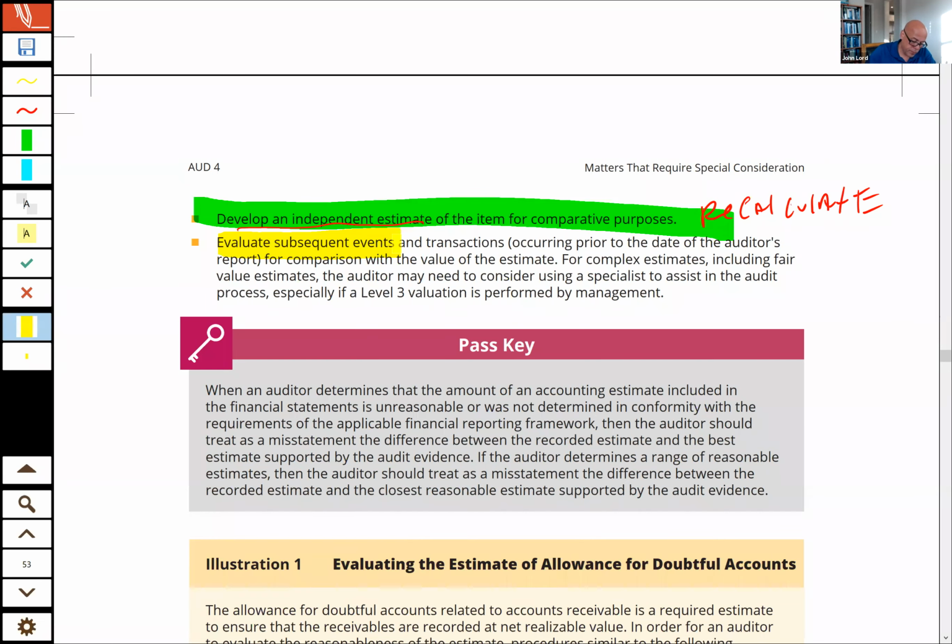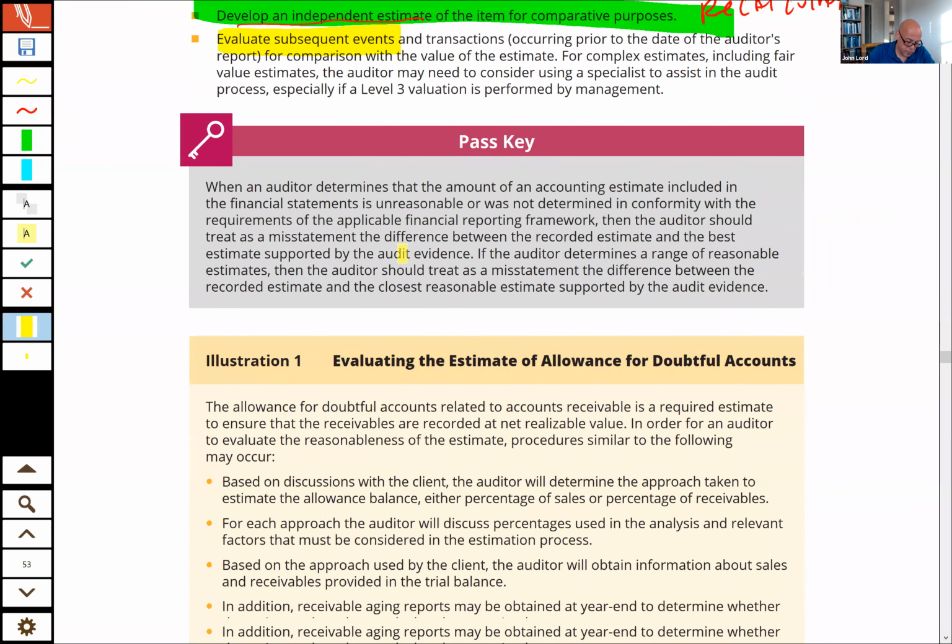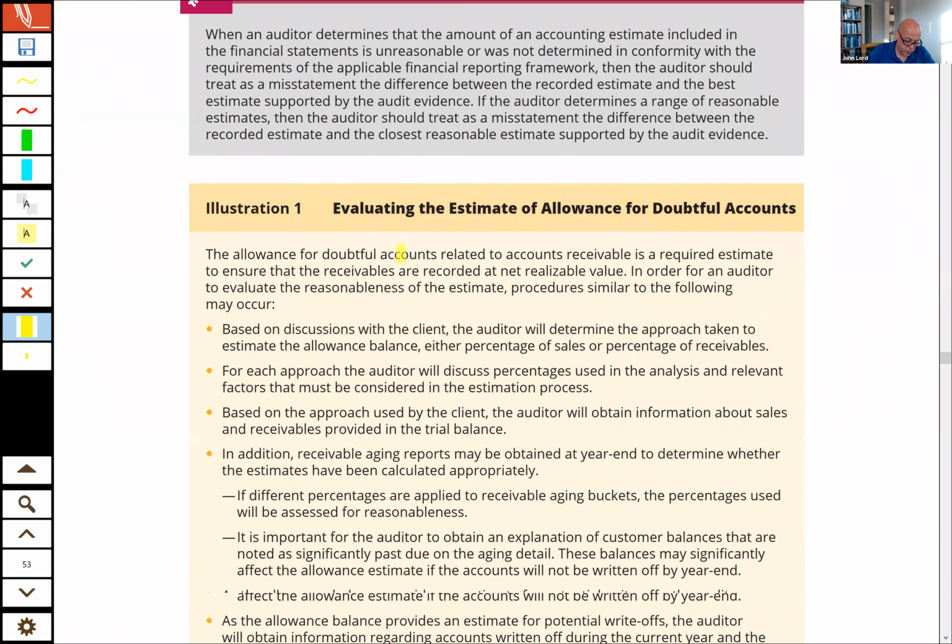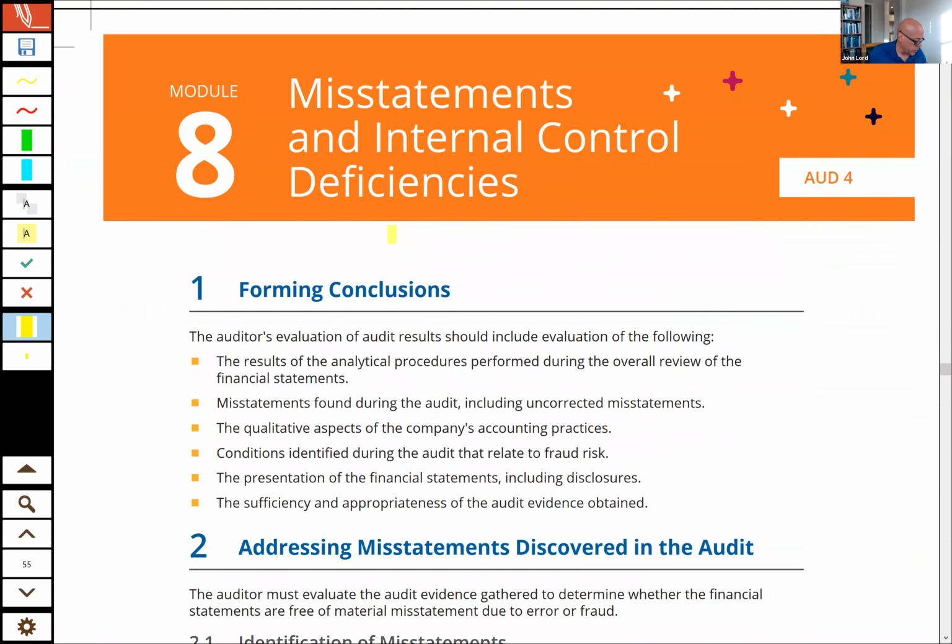Okay, good. We don't have to go through that. They went on a bit here. Okay, let's talk about misstatements now. Let's get into module 8.